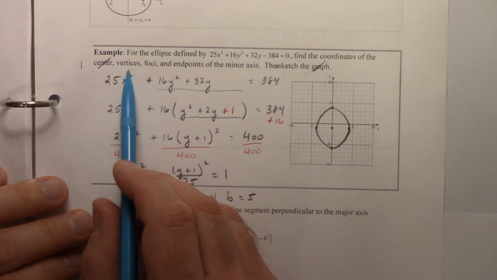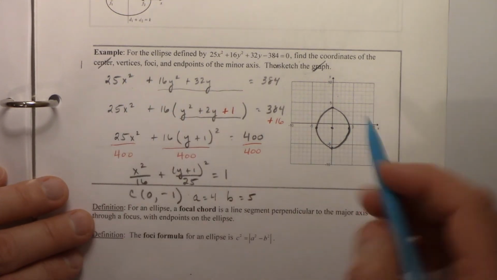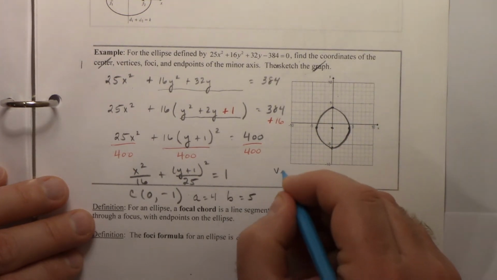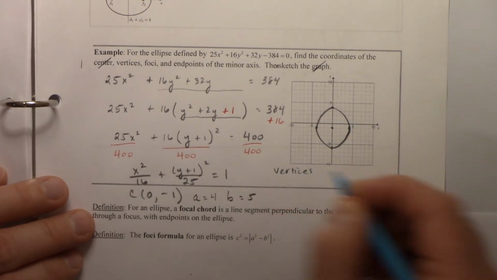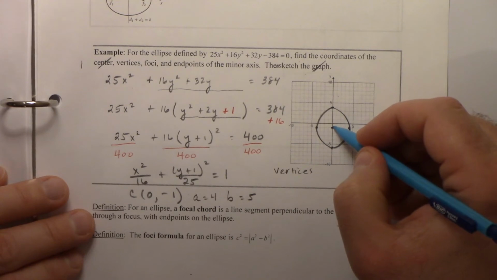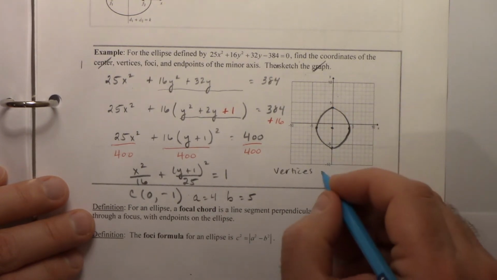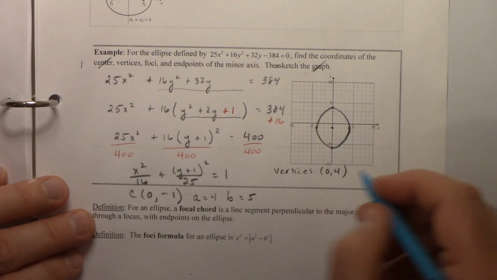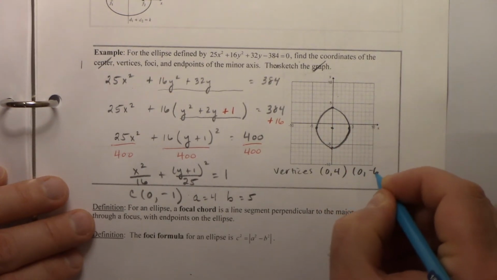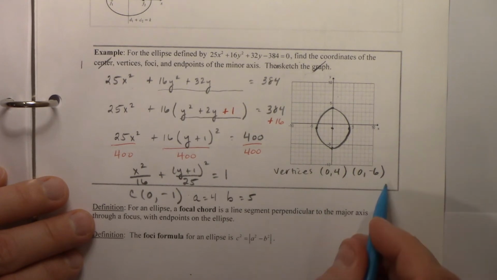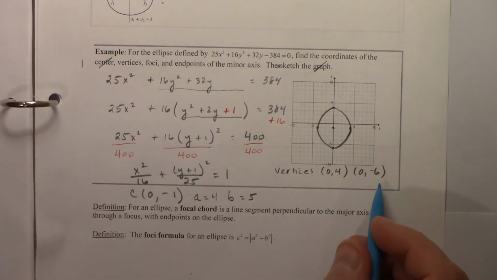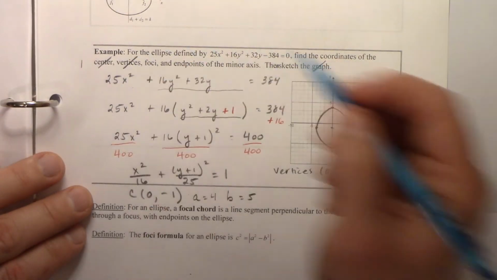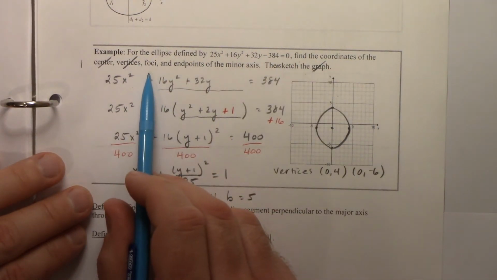All right, so the vertices. The vertices here are just the endpoints of the major axis. So let's jot those down. Your vertices here are going to be at (0, 4) and (0, -6). So those are the coordinates of the vertices of the ellipse. Like I said, those are much easier to figure out after you do the graph. So I've got the vertices. I'm going to jump over the foci for now.